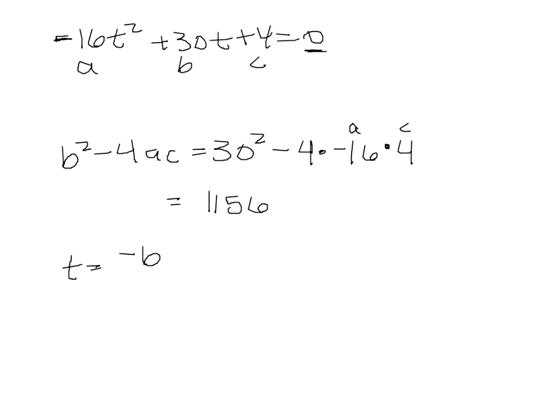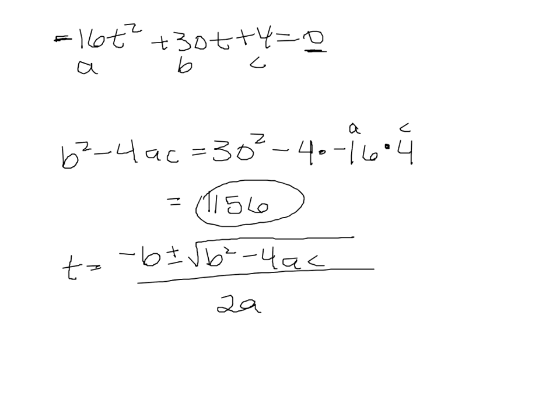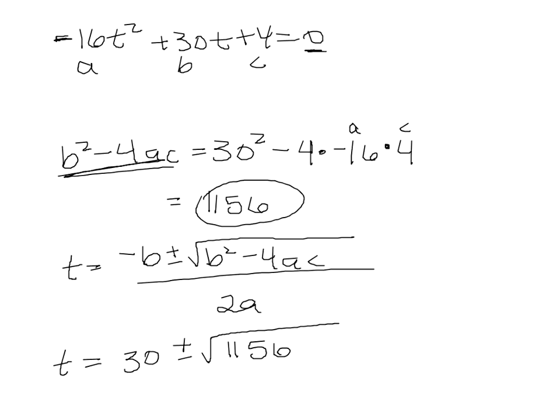The quadratic formula is minus b plus or minus the square root of b squared minus 4ac, all over 2a. This part is b squared minus 4ac, so I can rewrite that part right away, 1156. B is 30, so we get minus 30 plus or minus the square root of 1156 over 2 times minus 16. The bottom should be in parentheses, and really the top should be in parentheses as well. So let's get our calculator and make this calculation.